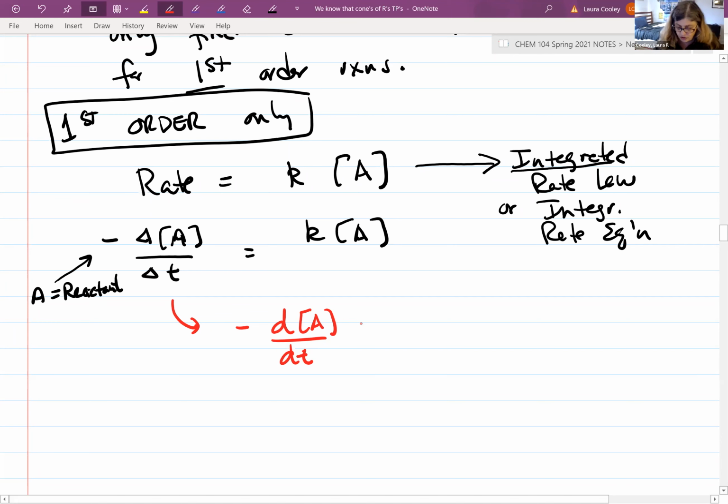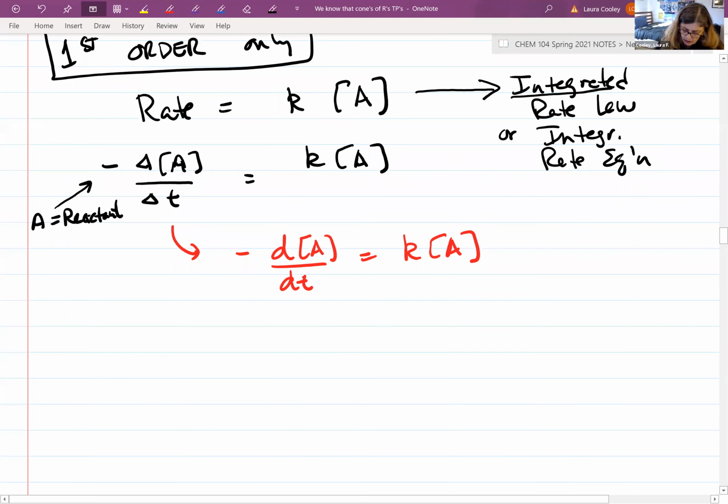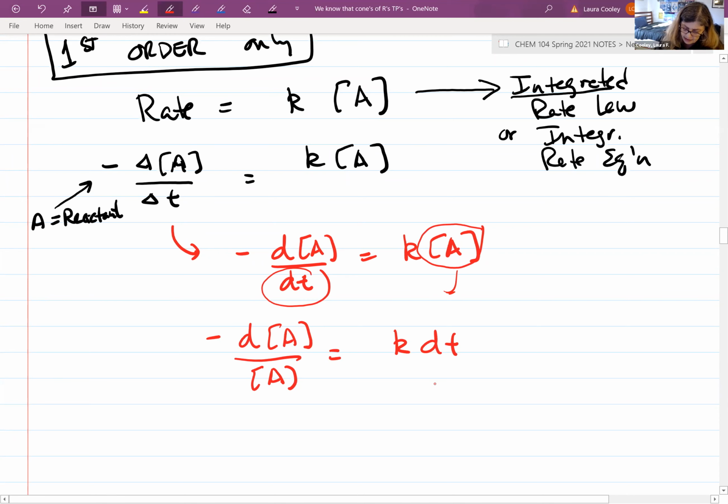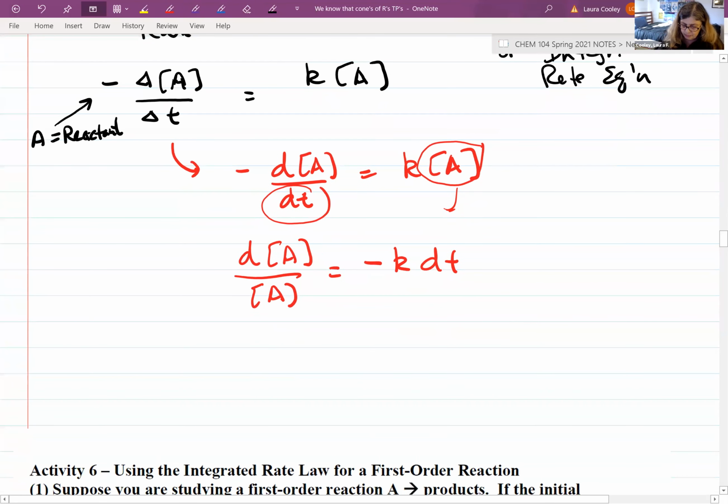If you haven't had calculus, you can turn your mind off really, because you won't know what this is. But in calculus, just like with algebra, you make algebraic manipulations. I will put this concentration on the other side of the equation. So I'll divide both sides by the concentration of A. I'll multiply both sides by dt, and that dt will end up on the other side. So I end up with this: minus d[A]/[A] equals k dt. And now I want this negative sign to be on that side, so I'm just going to do that.